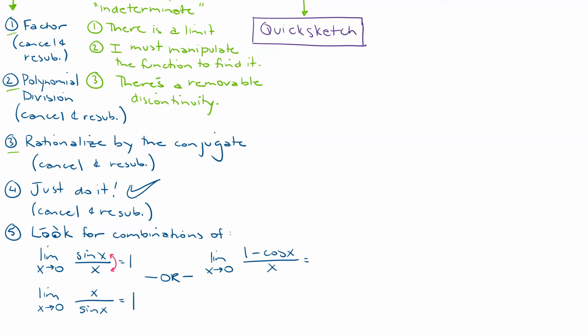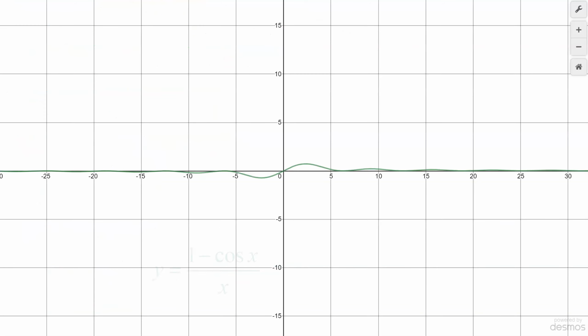So let's take a look at that function. Here you see the function y equals 1 minus cosine x over x. Let's zoom in a bit.